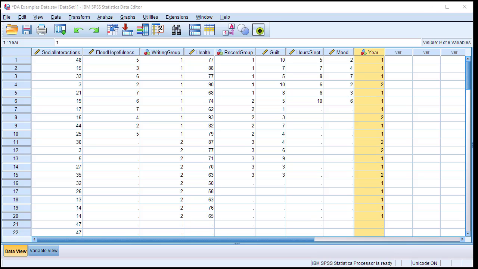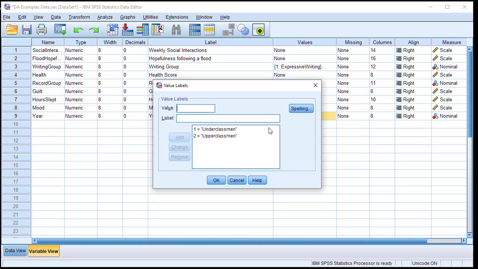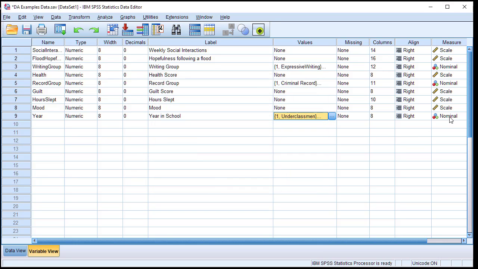And for this example, we are going to use a variable called year. And the year is kind of like the year you are in school. And what that means is that you are either an upperclassman or an underclassman. So let's look at the variable called year. And it's the year in school. And 1 is underclassman and 2 is upperclassman. It's measured at the nominal level of measurement, which is one of the requirements for a chi-square for goodness of fit. You have to have a variable at the nominal level.